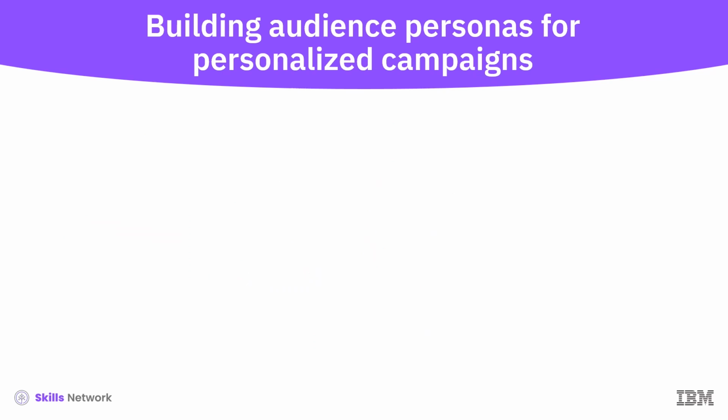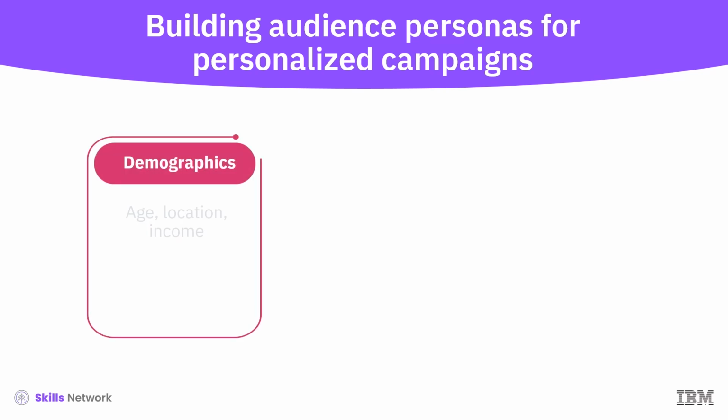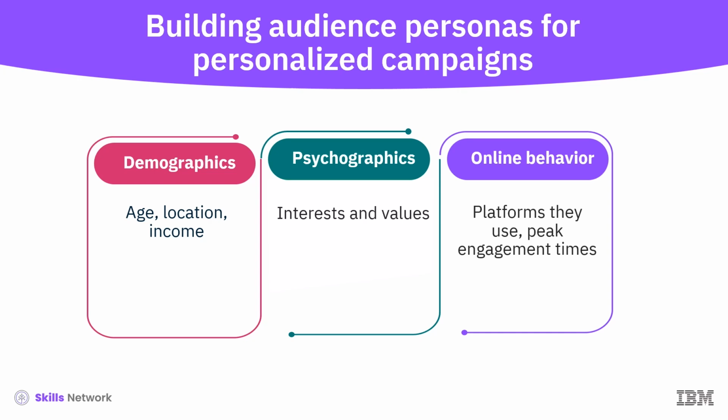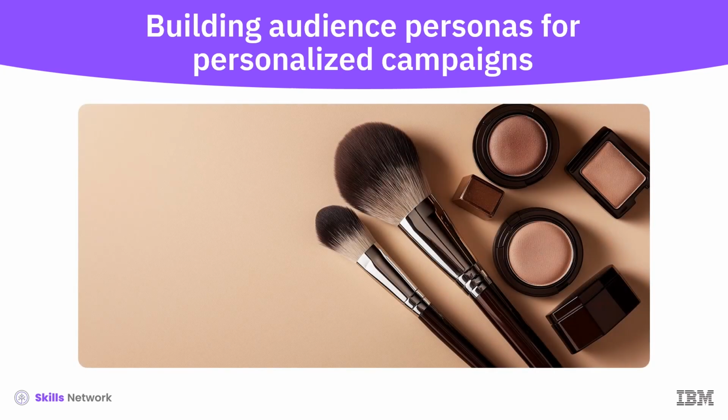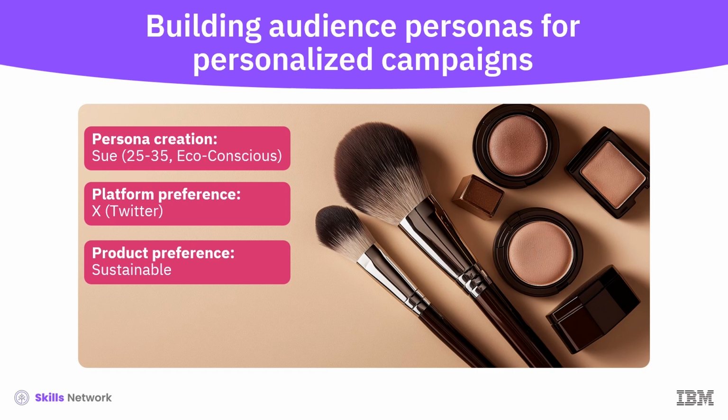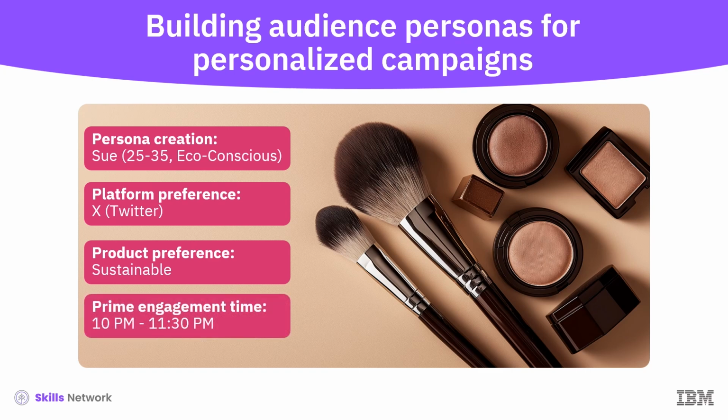Knowing your audience is crucial to creating effective personalized campaigns. Developing audience personas helps tailor messages and strategies. You can build personas by identifying demographics such as age, location, and income, psychographics such as interests and values, and online behavior, figuring out where they engage most. For example, a vegan skincare brand might create a persona such as Sue, a 25 to 35-year-old eco-conscious woman who actively uses X and prefers sustainable products. She browses social media between 10 p.m. and 11:30 p.m., making this the prime time to reach her.